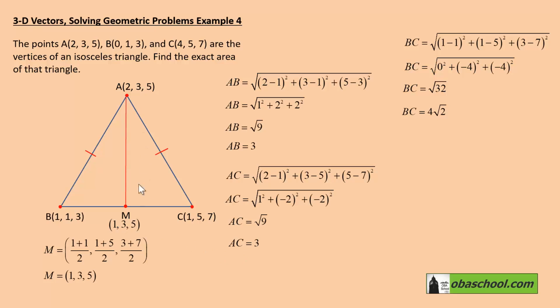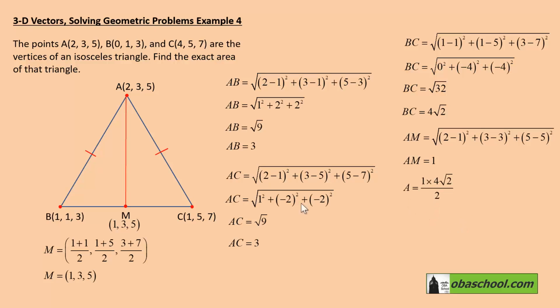This will be the height of the triangle. And we know because it's isosceles that this is just going to be a right angle here. And this is therefore the perpendicular height. So AM is going to be 2 take away 1 squared, 3 take away 3 squared, and 5 take away 5 squared, which is just 1.